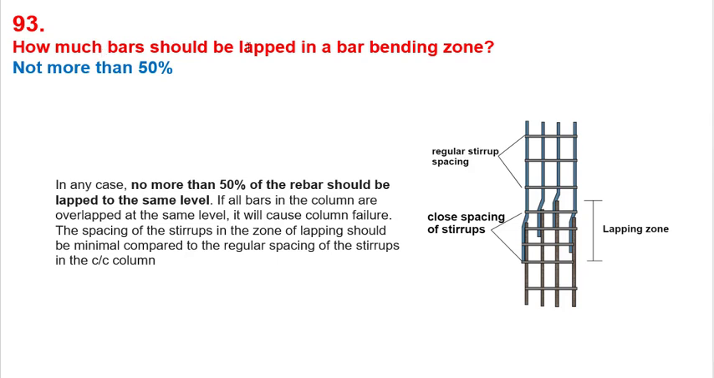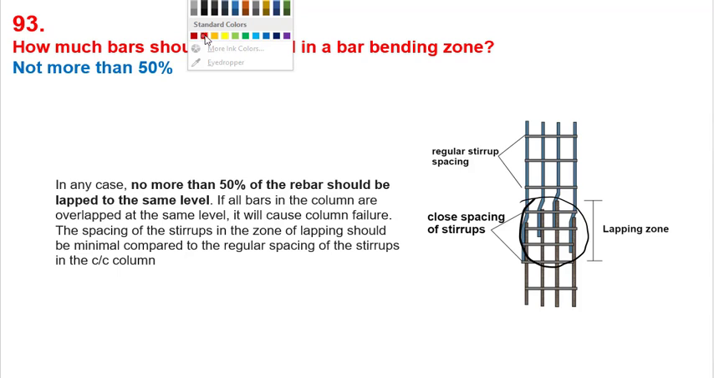And the next point is also a very important point, especially for site engineers. How many bars should be laid in a bar bending zone? Let me show it to you. As you can see in this image, wherever the bars overlap, we call it the lapping zone, right? So how much of the bar should be lapped in the zone?